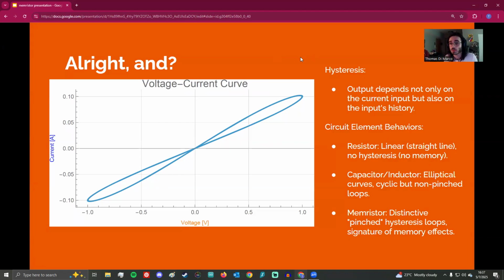Now, compared to our other passive circuit elements, what would an IV curve look like for those? Well, for a resistor, Ohm's law, V equals what? IR. It's just a line, right? Just a straight line. For a capacitor and inductor, for a sinusoidal periodic input signal, we'll get what? Basically like a circle or an ellipse for both a capacitor and an inductor. Obviously not the same plot. But yeah, this is a memristor.